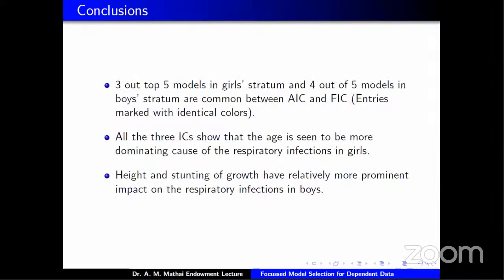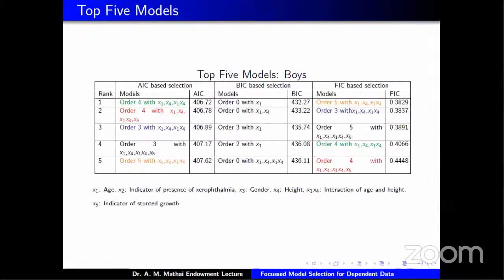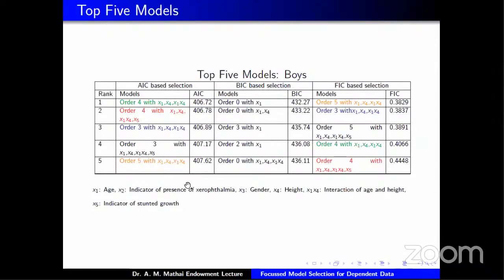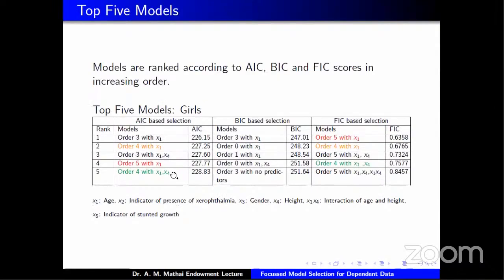I've given all the details of the results. In the interest of time I'm skipping a few of them, but we have a more or less similar kind of result. 3 out of 5 models in the girl stratum and 4 out of 5 models in the boy stratum are common between AIC and FIC. And all these information criteria show that age is not seen to be more dominating. I've given this with different colors over here: this is in the case of boys, this is in the case of girls.